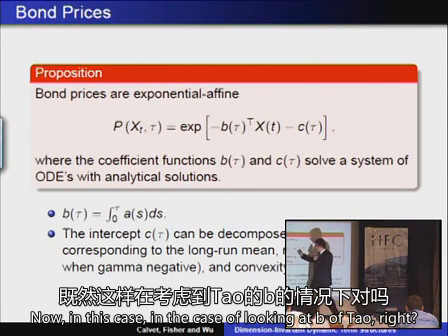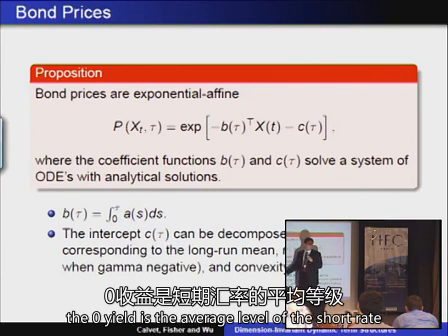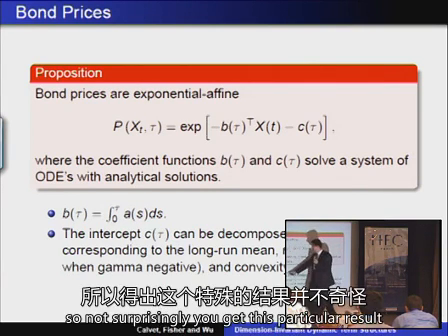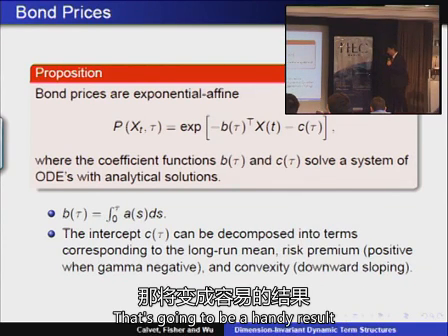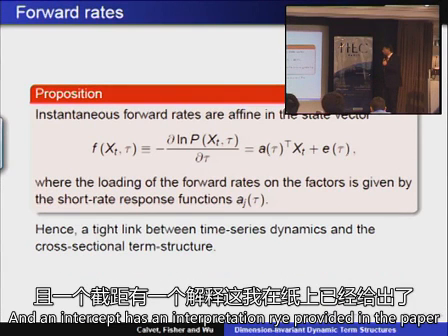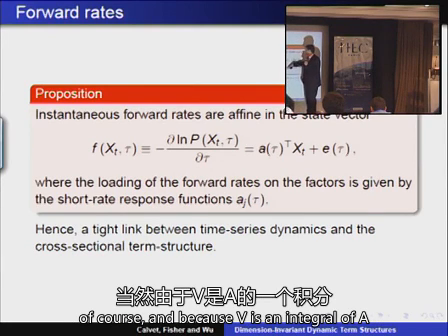Now, in the case we're looking at, b of tau, which controls the zero yield, is the integral of A of s. In other words, the zero yield is the average level of the short rate, so not surprisingly, you get this particular result. That's going to be a handy result. And then the intercept has an interpretation that's provided in the paper. Once we have this, we can compute the forward rates, of course. And because B is the integral of A, when you take the derivative, you get back to A.